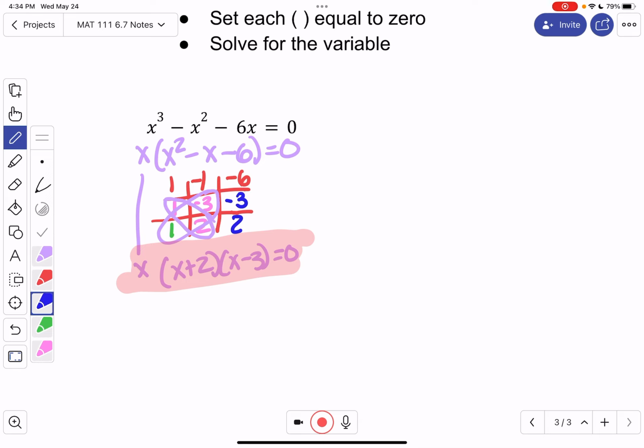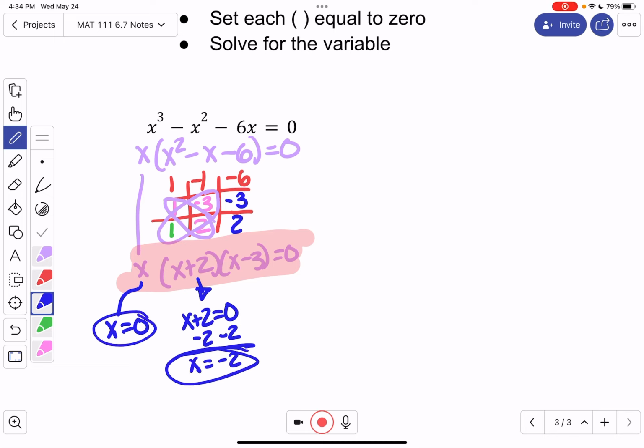So we're going to take that same concept and we're going to say x equals 0. Then we're going to take this one and say x plus 2 equals 0. Subtract 2 from both sides, and we get x equals negative 2. Then we take the last one, x minus 3 equals 0. Add 3 to both sides, and we get x equals 3. Those are our 3 solutions.